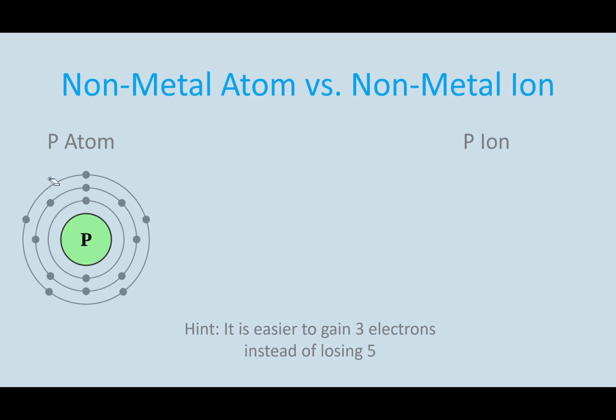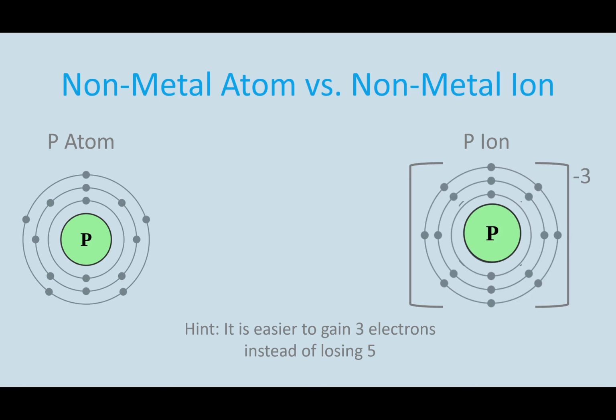So in this case, similar in terms of common sense to the last example, it's going to be easier for the phosphorus atom to gain 3 electrons instead of trying to lose 5 electrons. If you're just thinking in terms, again, of common sense or energy, it's easier to gain 3 things than try to lose 5. So that means this phosphorus atom is going to gain 3 electrons. So the resulting ion would look something like this.